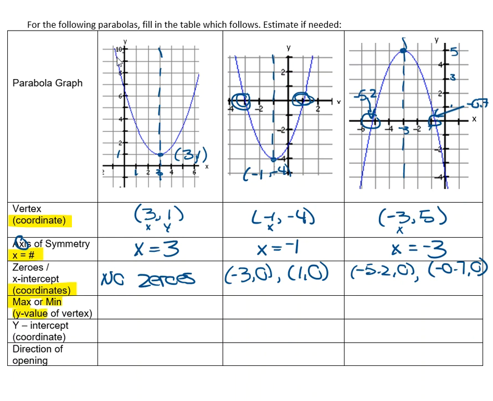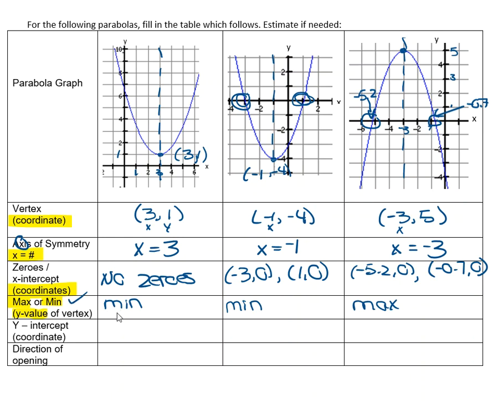So the first parabola, its vertex is at the bottom. That means its vertex is the minimum. The next parabola, also the vertex is at the bottom, so its vertex is also the minimum. The third one, the vertex is at the top, so its vertex is a maximum. So that's the first part. We decided if it was a max or min.